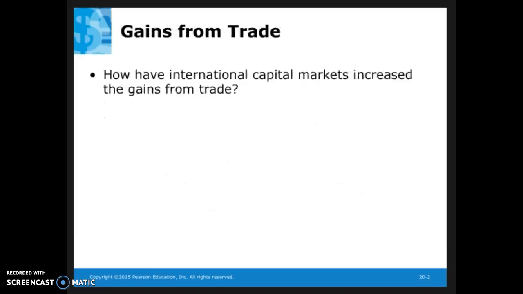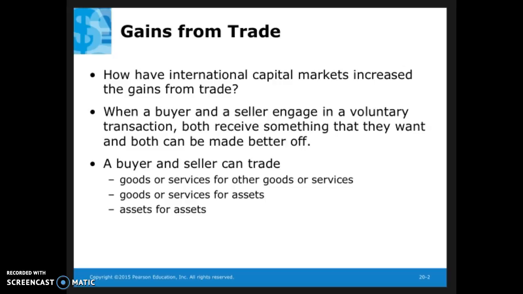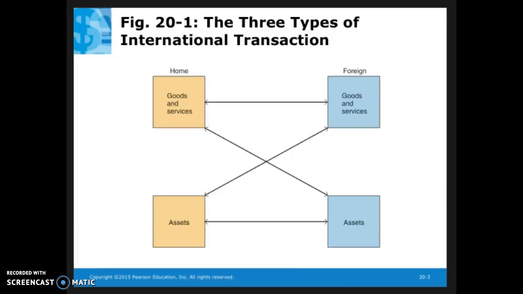So we have gains from trade. When a buyer and seller engage in a voluntary transaction, both receive something that they want and both can be made better off. They can trade goods or services for other goods or services, for assets, or assets for assets. So here are the three types of international transaction.